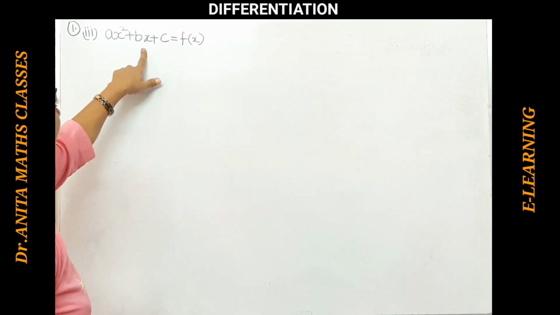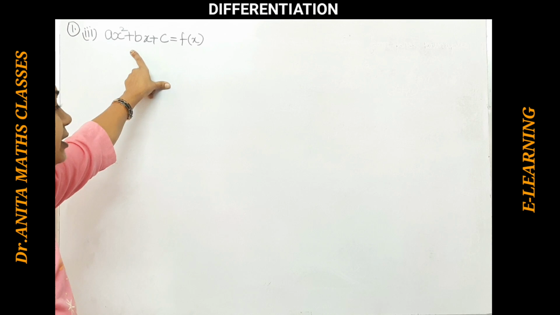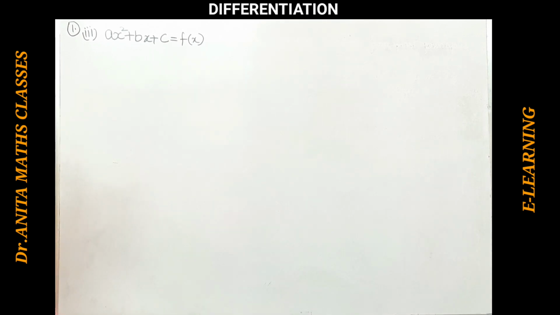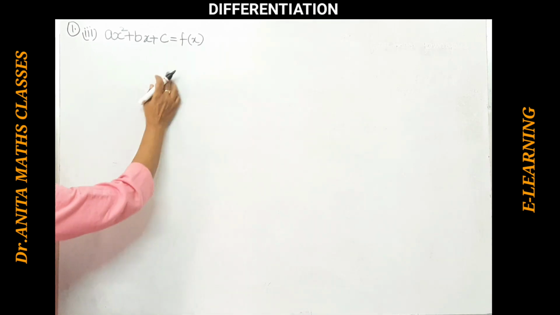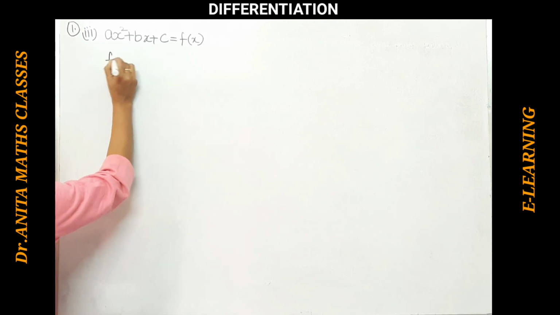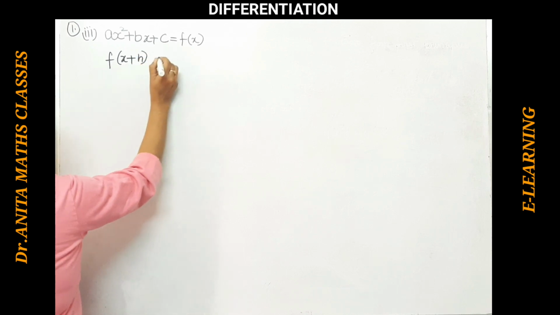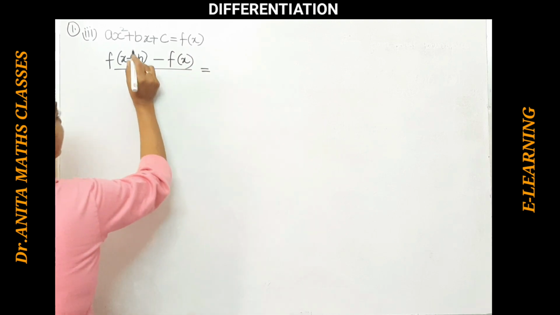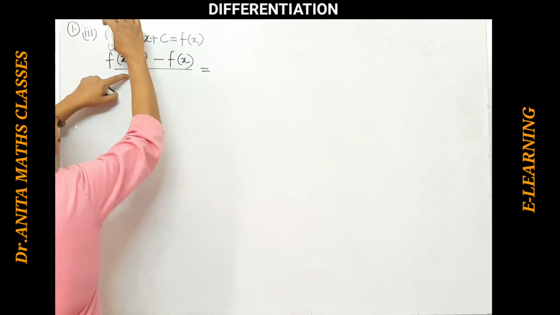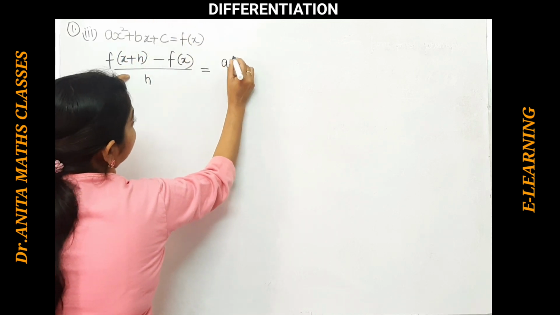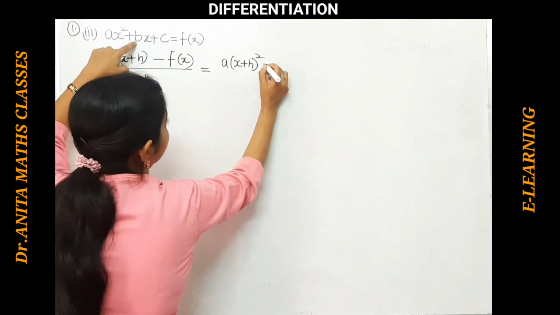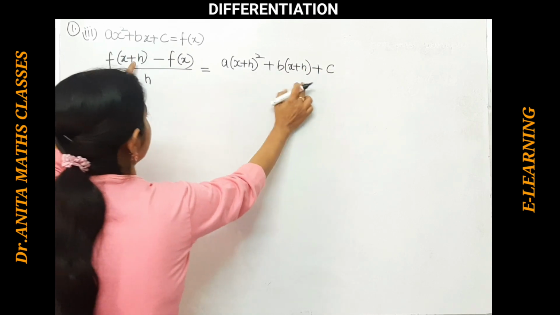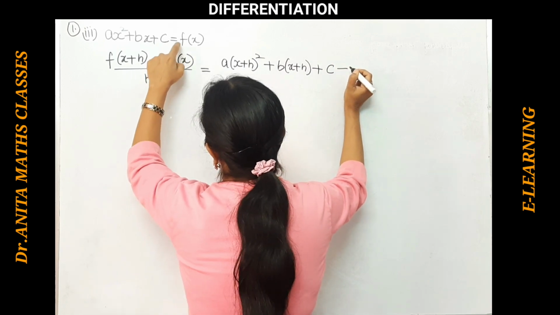Let's see the third one, ax square plus bx plus c is given. We have to find the derivative of this using the first principle. So I'll suppose this as the function f of x. Now we have to find f dash of x using the first principle. Before that, I will write down f of x plus h minus f of x, and do the simplification part and keep it here. So this is f of x, and I want f of x plus h. In place of x, I will substitute x plus h. So a times x plus h whole square plus b times x plus h plus c. This is f of x plus h.